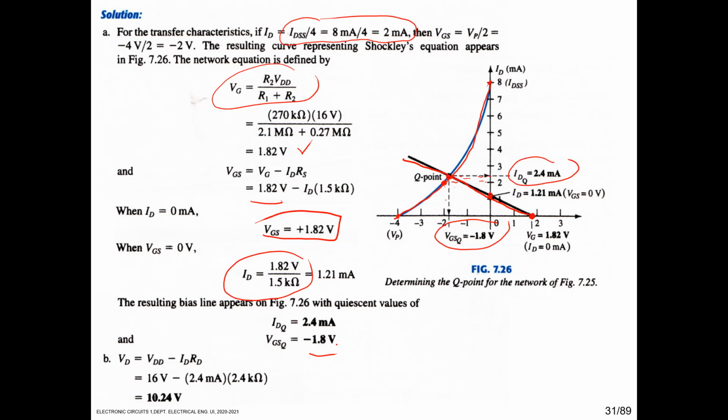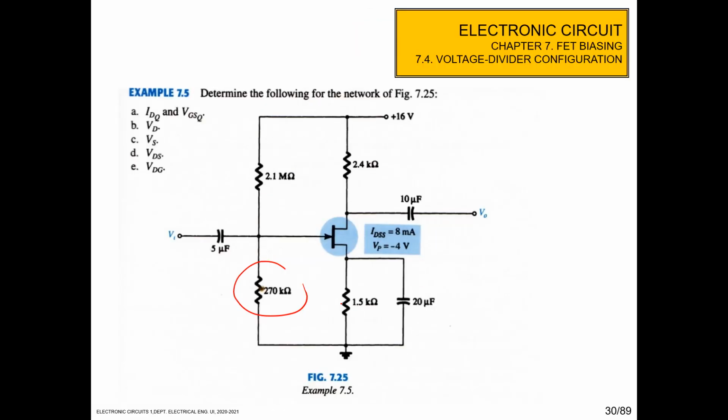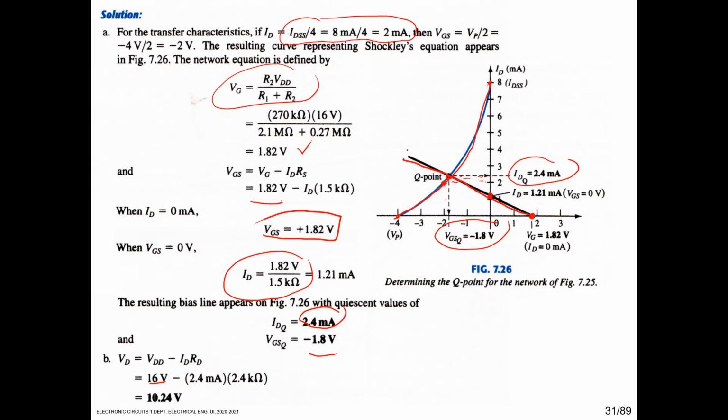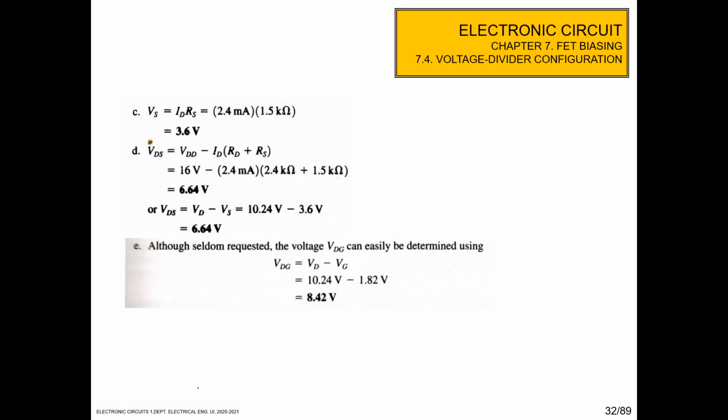Okay, so VD is the second question. VD is VDD minus IDRD. So we got that VDD is 16 volt, ID is 2.4, and RD from this is 2.4 kilo ohm. So we got that VD is 10.24 volt. And VS is IDRS, ID is 2.4, and then RS is 1.5 kilo ohm. So we got that VS is 3.6 volt.